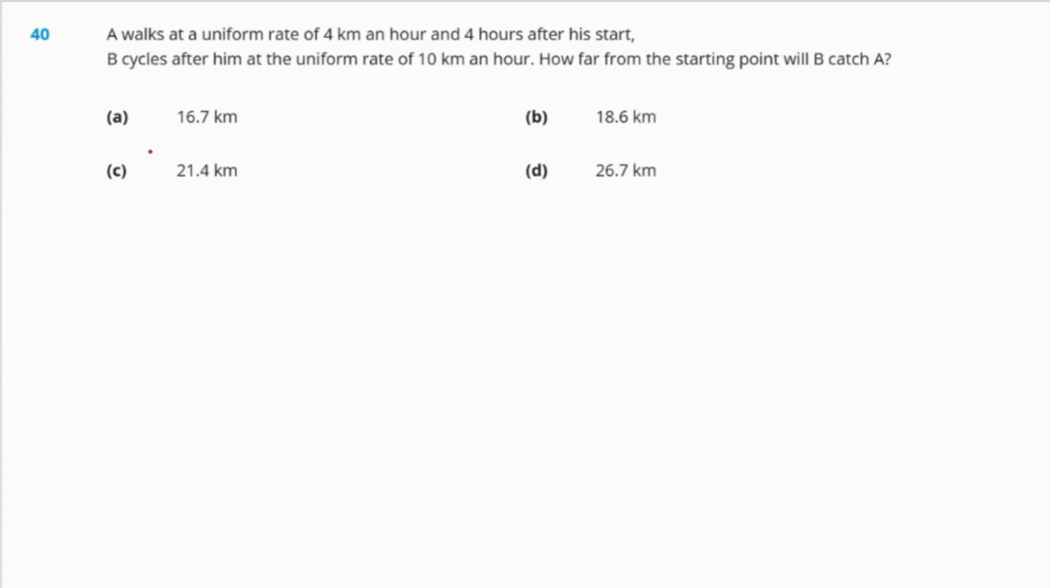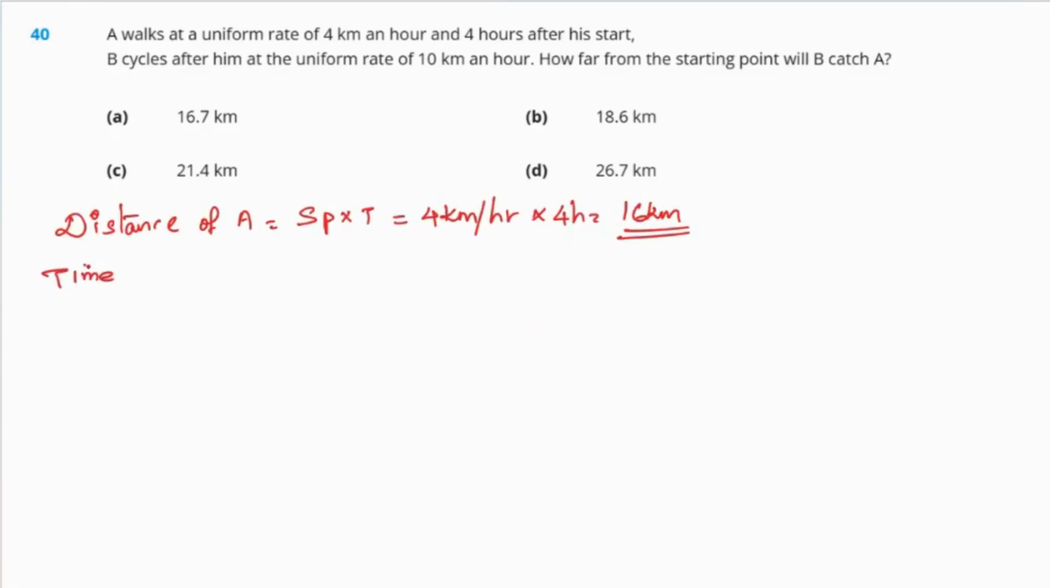Okay. So here you can see, first we will calculate the distance of person A, which is equal to speed into time. Speed into time, which is equal to 4 kilometers per hour, time, which is 4 hours, which is equal to 16 kilometers. So this is the distance. Next, time taken for B to catch A.